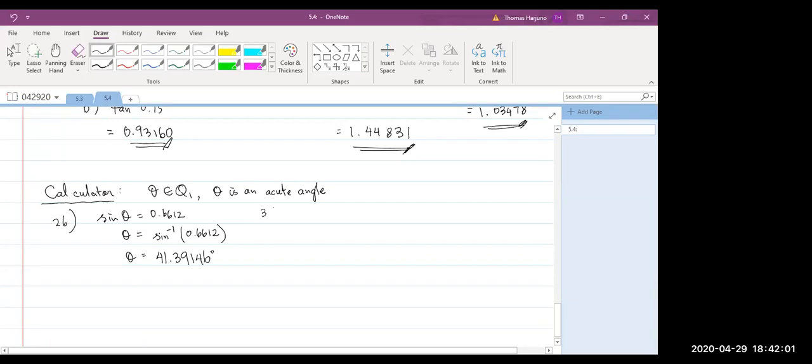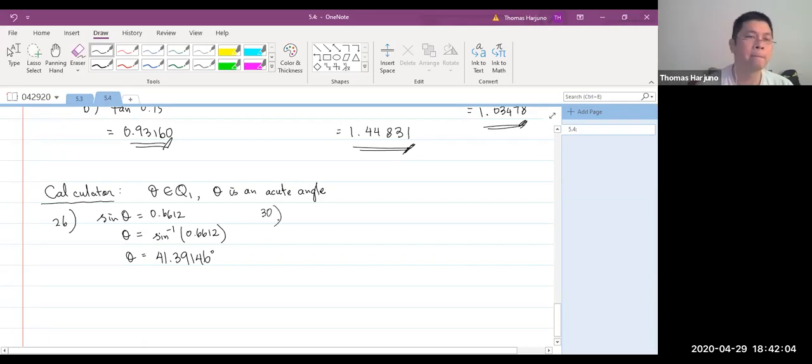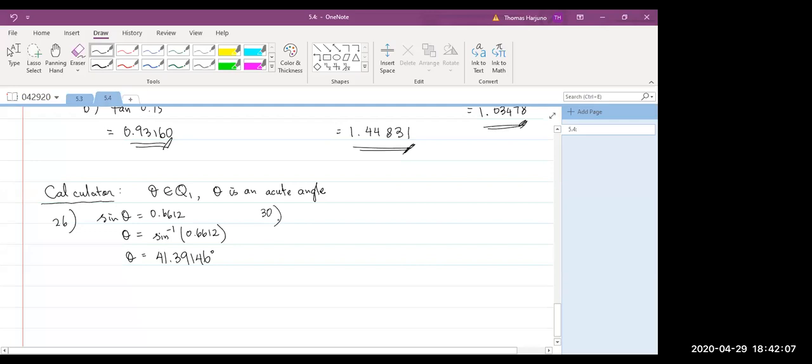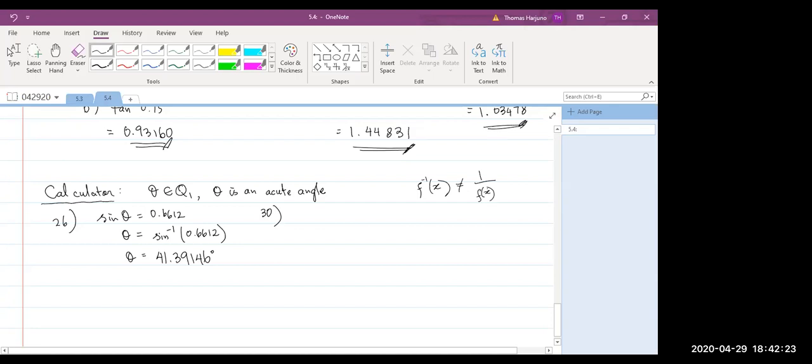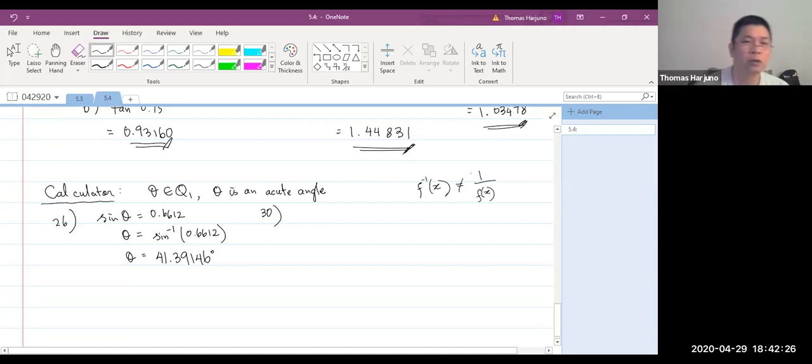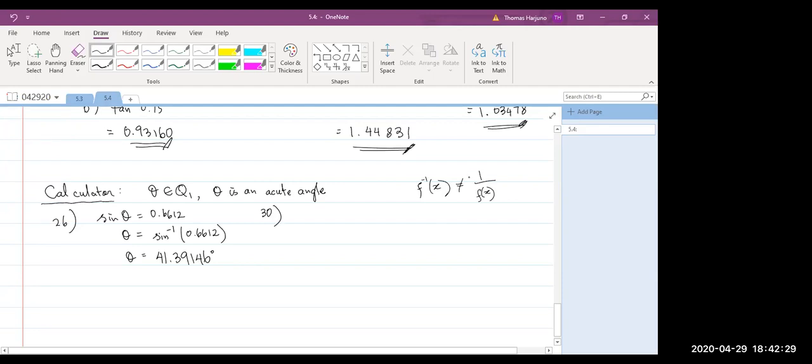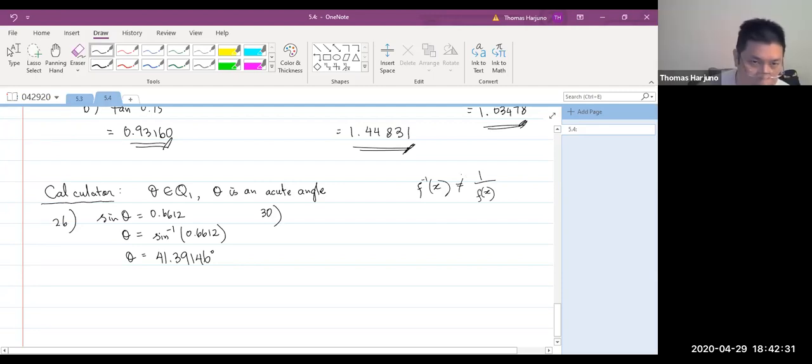Professor, quick question on number 26. Would you be able to enter 1 divided by sine? No, you can't, because we know from the past that f inverse of x is not 1 over f. Good point. This is an inverse function, not the reciprocal of a function. 1 over sine is called cosecant. Sine inverse is to undo the sine function. Good that you reminded me to mention that.